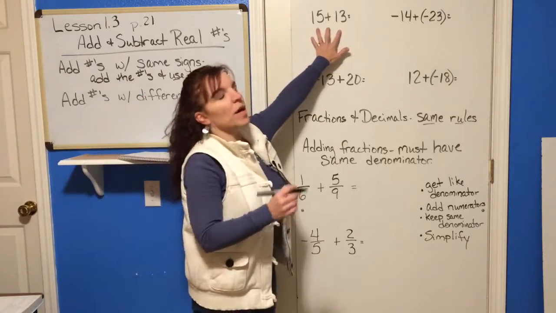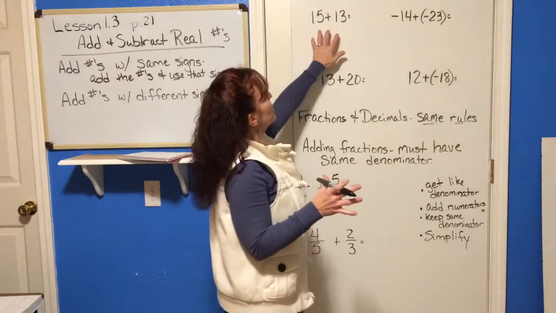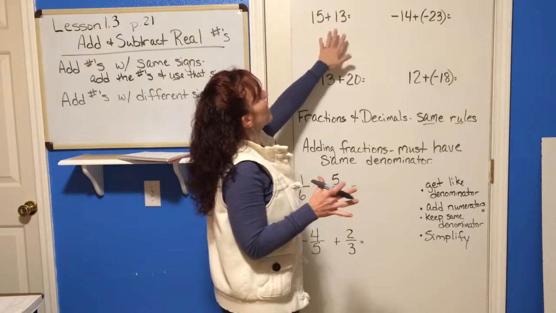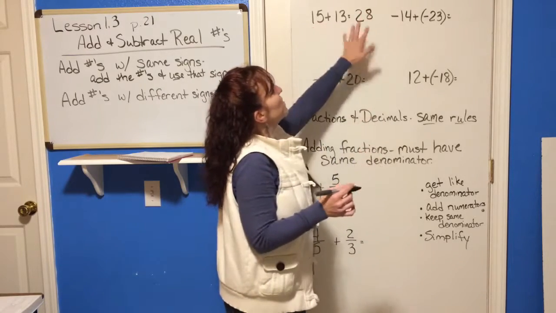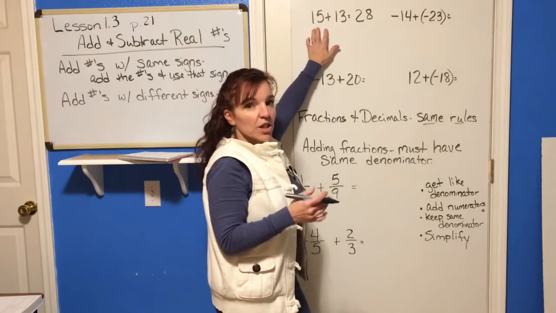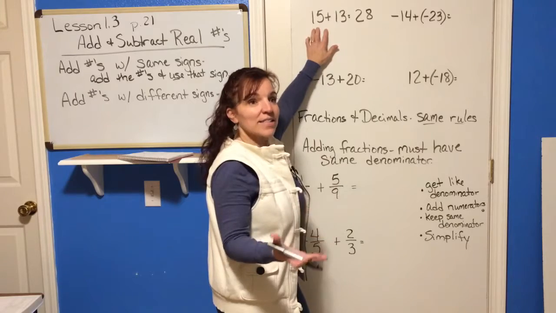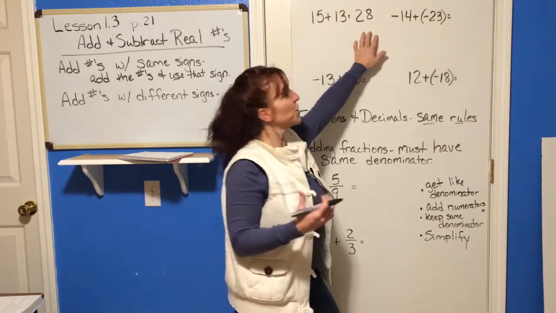So let's do a couple of examples. Of course, what you've done always with positive numbers, it's the same. 15 plus 13, you just add the two numbers, is 28. And it's a positive. These are both positive, so of course it's positive. This is like if you have $15 in your pocket and somebody pays you for doing a great job and they give you 13 more, now you have $28.